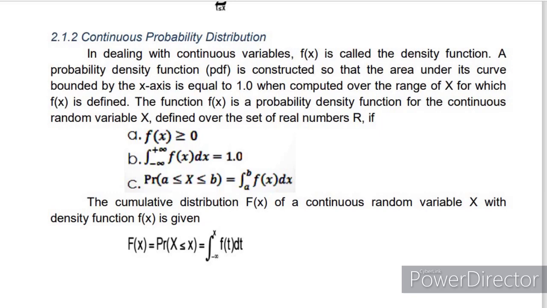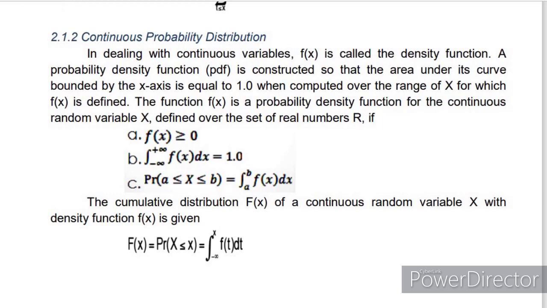The function f of x is a probability density function for the continuous random variable capital X, defined over the set of real numbers R, if, letter A, f of x is greater than or equal to 0. Letter B, when you see a sign like this, it is read as the definite integral of f of x dx is equal to 1.0 from negative infinity to positive infinity. Okay, letter C, the probability of the random variable quantity a less than or equal to x less than or equal to b is equal to the definite integral of f of x dx from a to b. So when you see a definite integral, it belongs to continuous probability distribution.